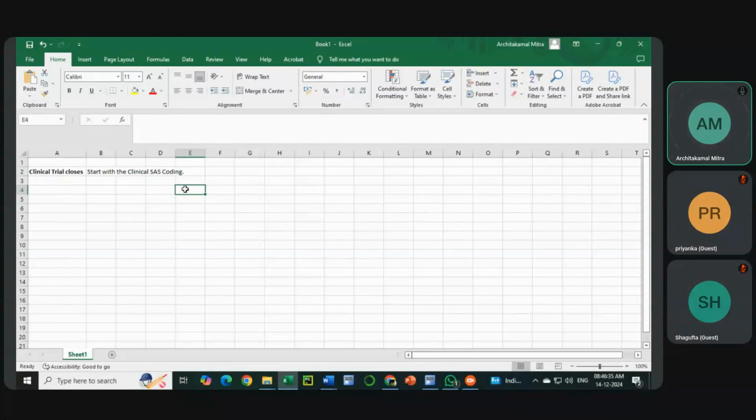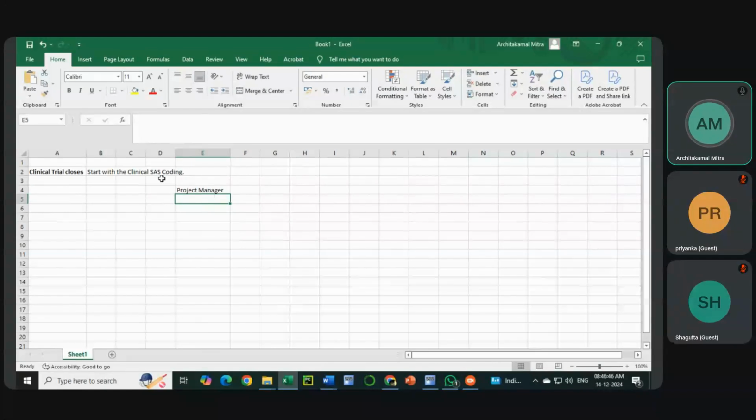What happens is that there is a PM, project manager. This project manager is looking over this particular clinical trial. The first thing that he allots is the raw data. He looks into things like raw data synchronization.